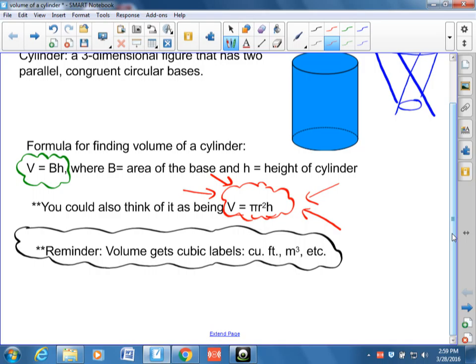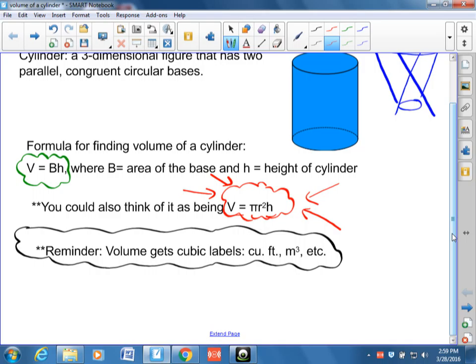Pi r squared h. The other reminder that we need is that volume will get cubic labels because you're looking at how many cubic units it would take to fill it. Think of volume as being 3D. So we need to have either an exponent of 3, or you'll sometimes see the CU, which stands for cubic, in front of a unit, just like cubic feet, cubic inches.